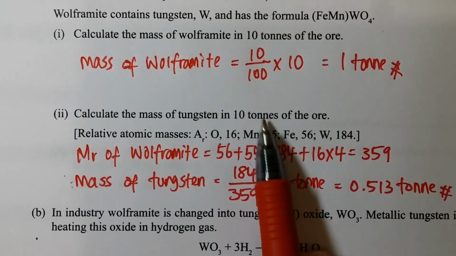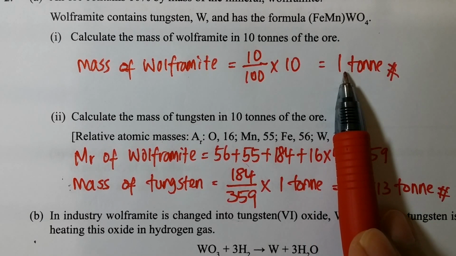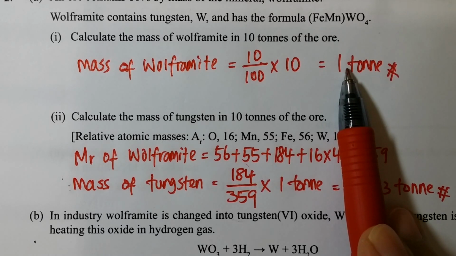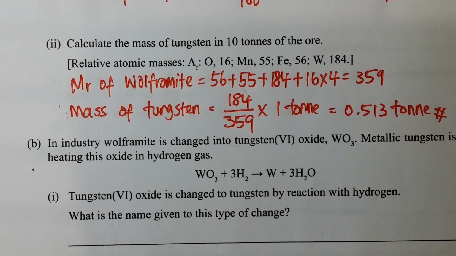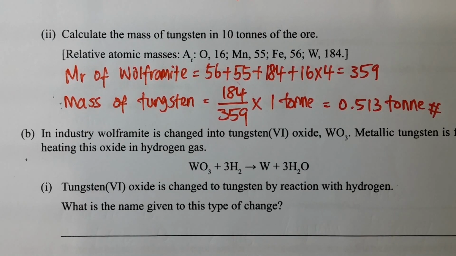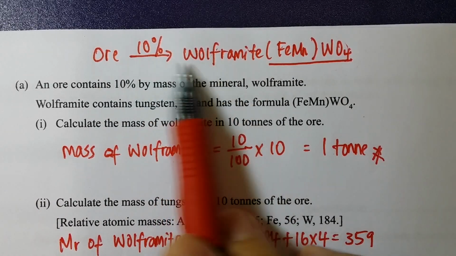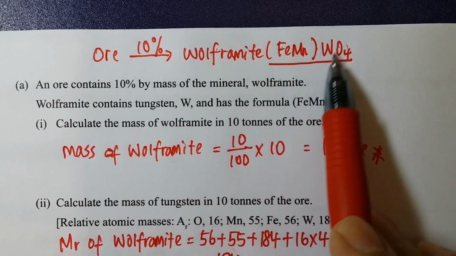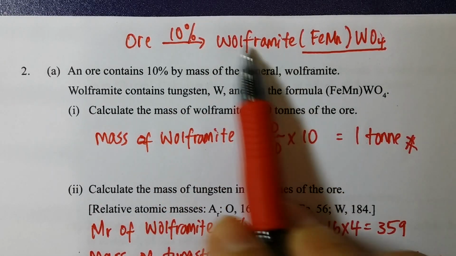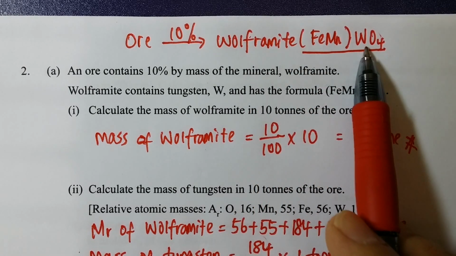So remember, in 10 tons of the ore, there is only 1 ton of the wolframite. So we already found it here. That is why this 1 ton and this 1 ton are the same. By writing the question in this manner, you can tell very clearly what is the relationship between ore, wolframite, and tungsten. So wolframite is in the ore. 10% of the ore consists of wolframite, and in the wolframite there is tungsten inside.